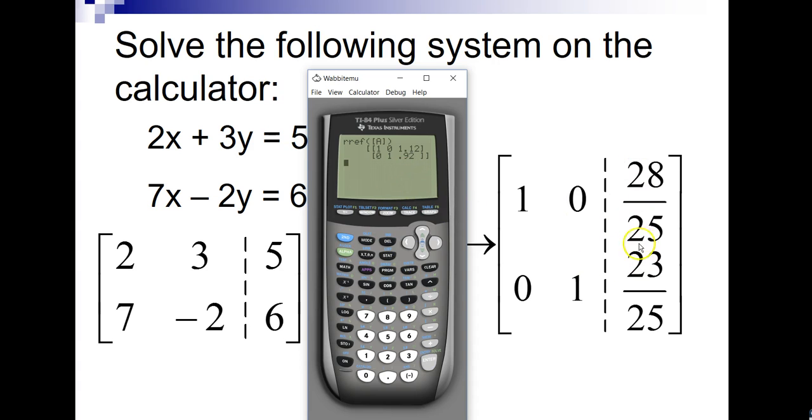If we want the fractions, we say math, enter, enter, and it makes it into fractions. So, oh, where'd it go? There it is. Alright, so let's see what's next.